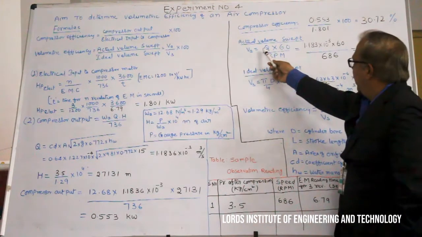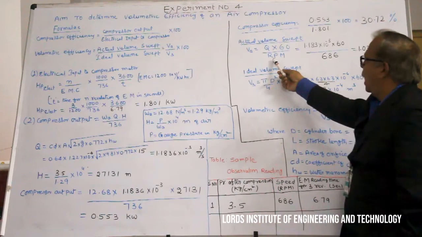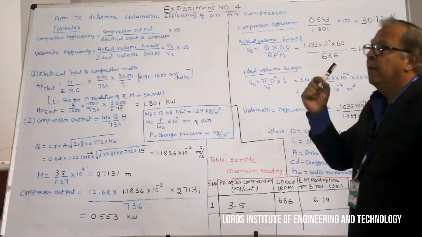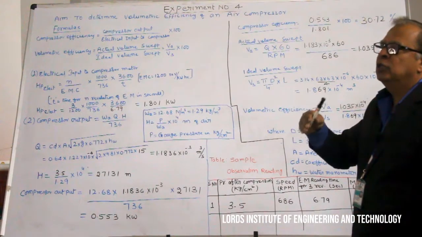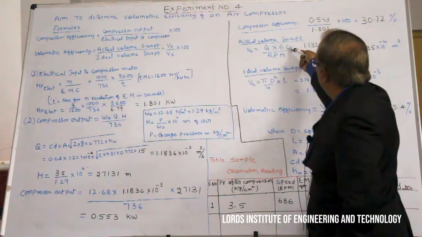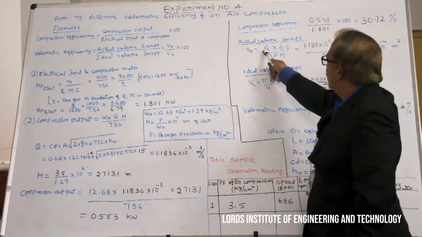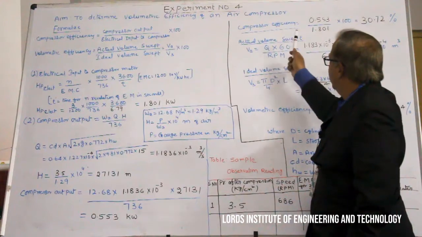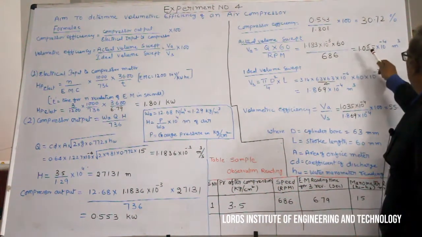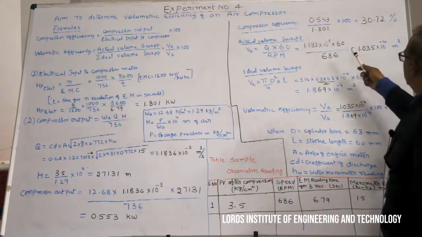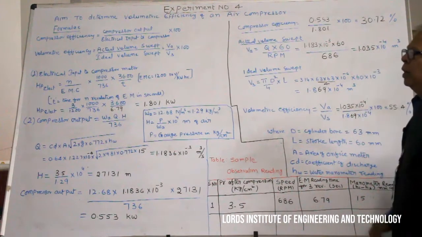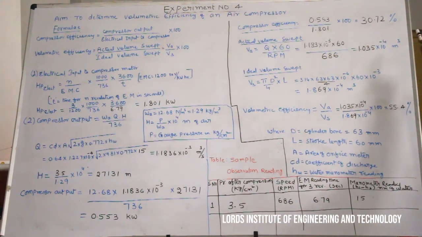So now this flow rate I am dividing by RPM. Because this is revolutions per minute, I have to convert it into revolutions per second. So this 60 here, division of division will go to multiplication. So now I have Q, the flow rate, into 60 divided by RPM. If I use this formula, then the actual volume swept is equal to 1.035 into 10 to the power minus 4 cubic meter.